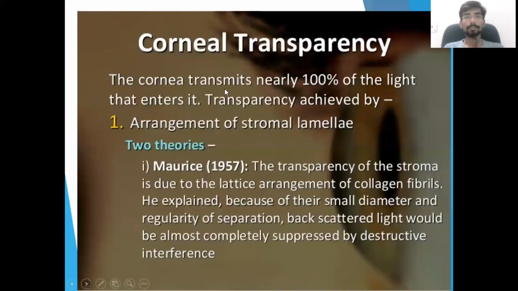The cornea transmits nearly 100% of the light that enters it. Corneal transparency is achieved by arrangement of the stromal lamellae. There are two theories. Maurice's theory is that transparency of the stroma is due to lattice arrangement of the collagen fibrils. He explained that because of their small diameter and regularity of separation, backscattered light would be almost completely suppressed by destructive interference.